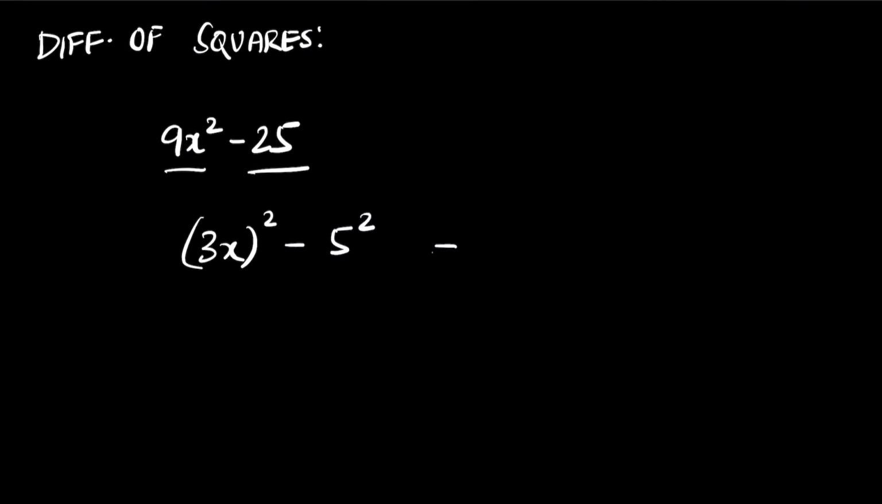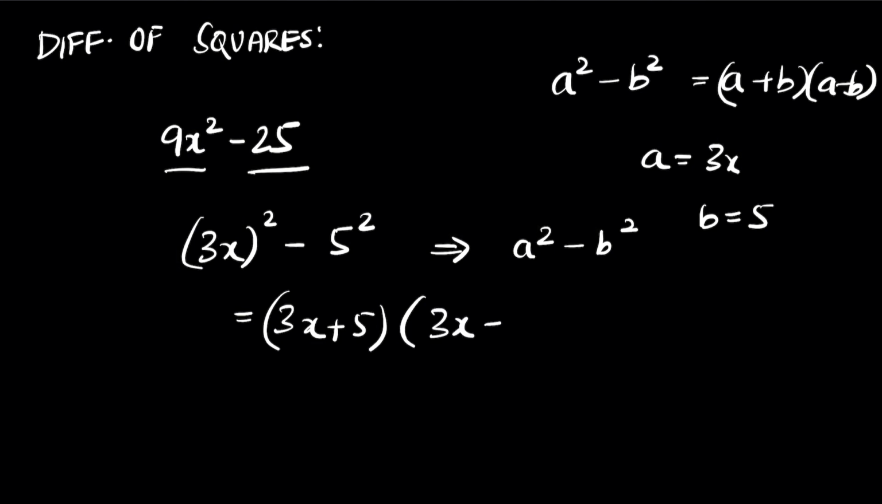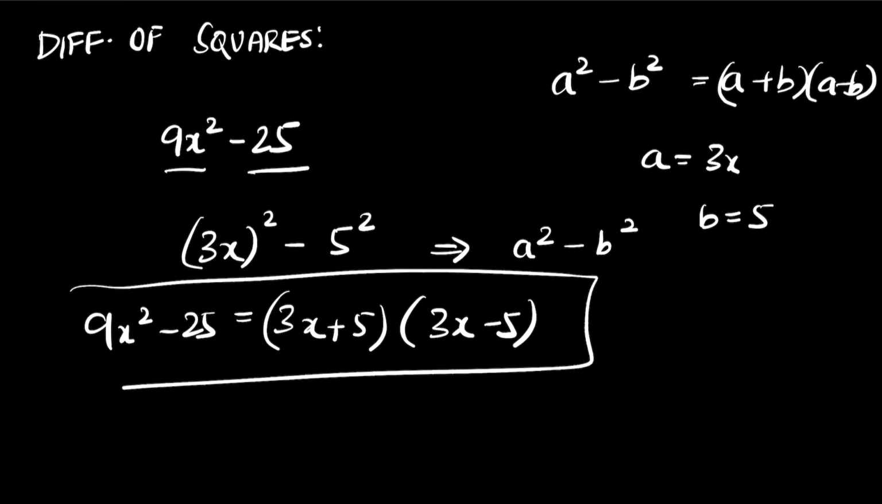So this is similar to a square minus b square, and we know that the formula for a square minus b square is a plus b times a minus b. Here a represents 3x and b is 5. So you can write this as 3x plus 5 times 3x minus 5. So 9x square minus 25 can be written as 3x plus 5 into 3x minus 5. Next.